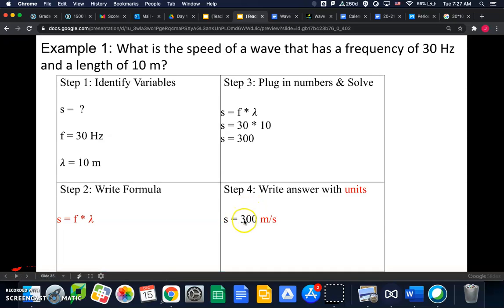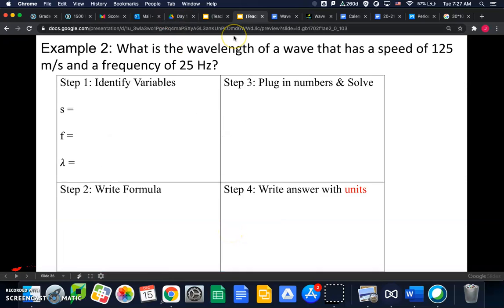So we're going to say S equals 300, and then it's meters per second. And that's because S is in meters per second. And we should have written that down in the table. So look at your table if you're unsure what the units are ever. The one at the very top of this assignment. Okay, let's do a couple more examples.